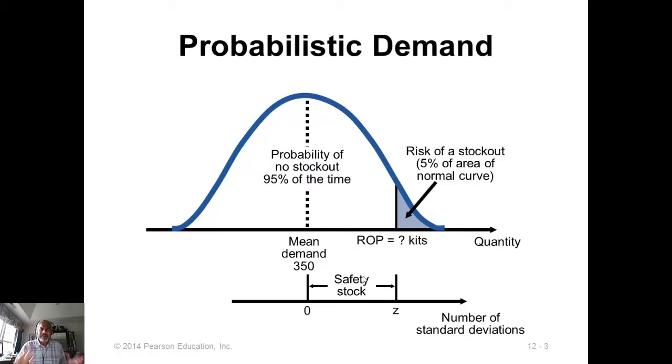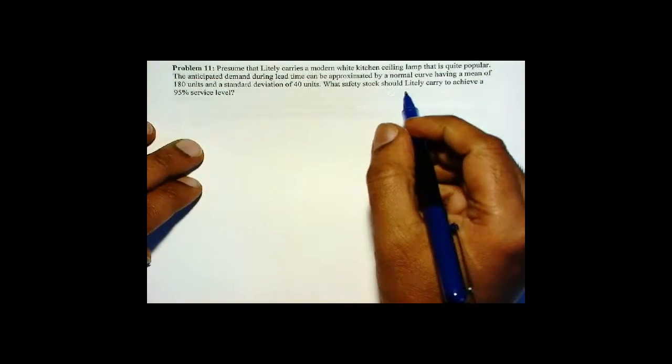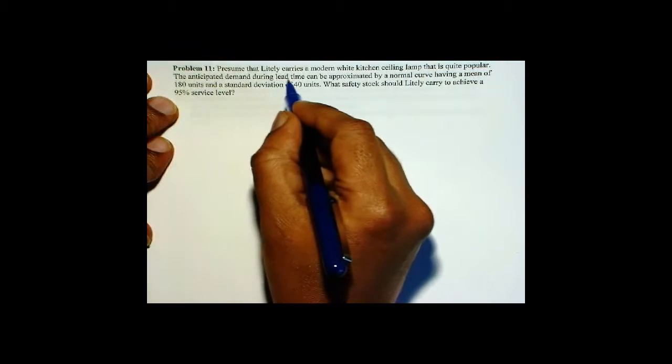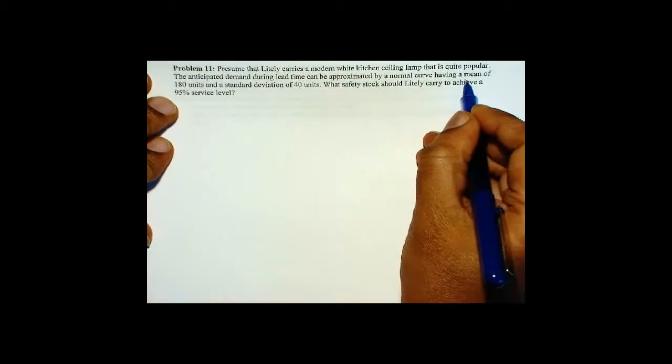So we will look at some worked out examples now, and there are some worked out examples in the PowerPoint slides also. I'm not going to go over those, and you can go over those. I will now illustrate the problem from the class problem. So here is an ROP problem when the demand follows a normal distribution. So here, kitchen ceiling lamp. The anticipated demand during lead time can be approximated by a normal curve having a mean of 180 units.